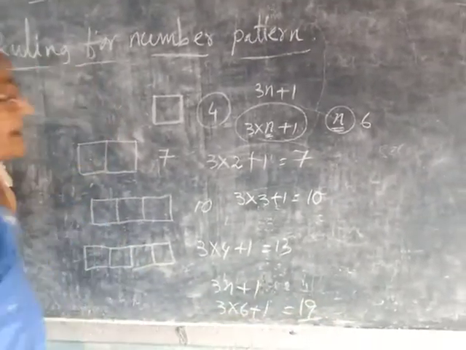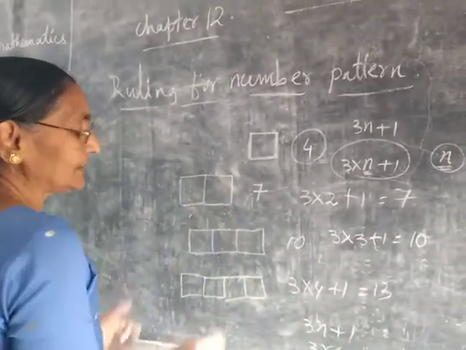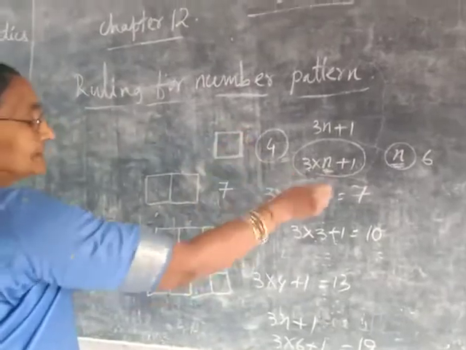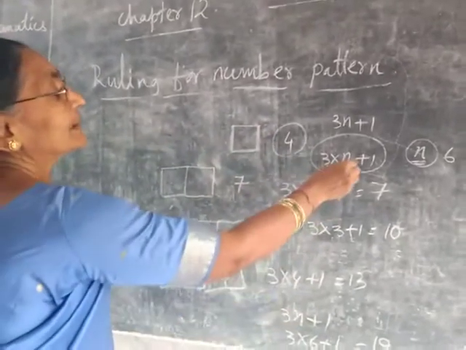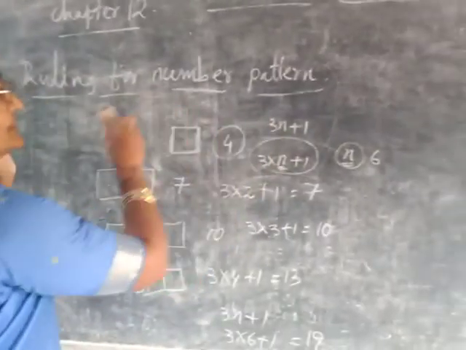Like I said, this is the number pattern. This number of squares, however many you need, you use that one. n is the number of figures. So however many figures you want, you write in the place of n. So this is the formula of this pattern.